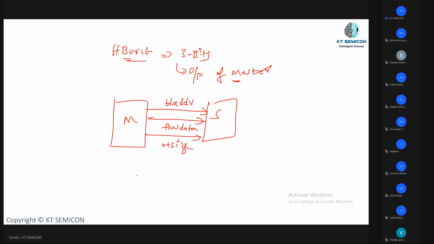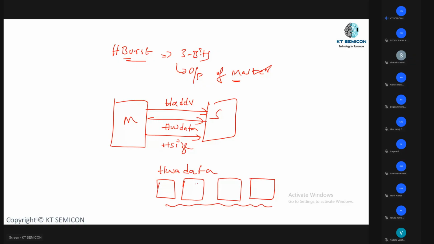Now, using this HWDATA bus which we use for sending data from master to slave, in one transaction we can send only a single packet of data, or two packets, or three packets, or four packets sequentially, one by one. This process of sending data packets one by one is known as burst.